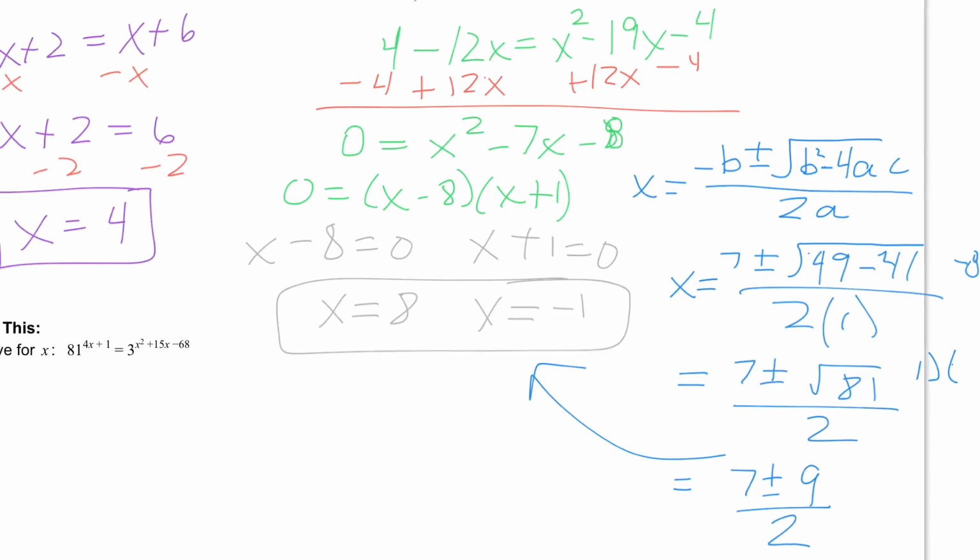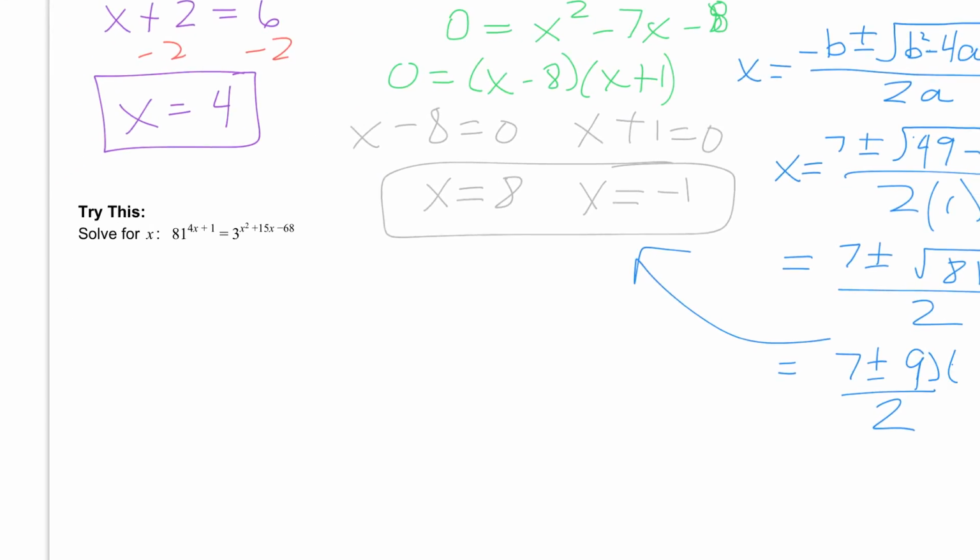I'm now going to have you go and do the try this. So if you want to pause it and then check your answer when you're done. If you did the try this correctly, you should have gotten x equal to 9 and x equal to negative 8. Let me know if you have any questions.